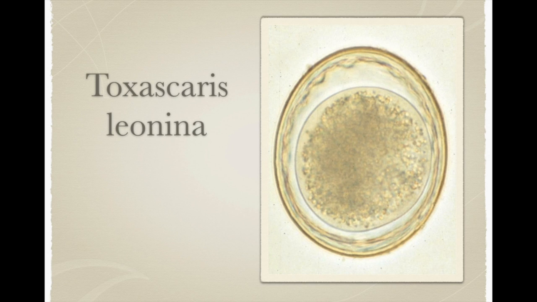The next is Toxascaris leonina. It is a canine roundworm. It can affect dogs, cats, wild canids, and felines. The predilection site is the small intestine as well, the small intestine mucosa. It is smaller than the Toxocara canis and more oval, and it has a thin outer layer. All ages can be affected in the animals.